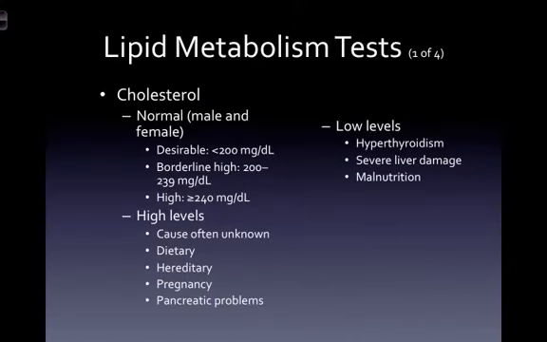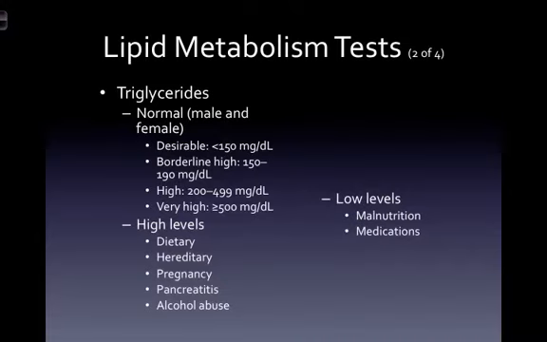Lipid metabolism test. This is going to talk about cholesterol. It's related to how much fat you eat in your diet. So the normal for male and female, desirable would be less than 200 total cholesterol. Borderline high, 200 to 239, and high would be over 240. High levels, cause is often unknown, could be dietary, hereditary, pregnancy, pancreatic problems. Low levels, hyperthyroidism, severe liver damage, and malnutrition. This test also gives us a glimpse at how much cholesterol is hanging around. The greater content of cholesterol that hangs around, the greater chance that you have of making atherosclerotic plaques.